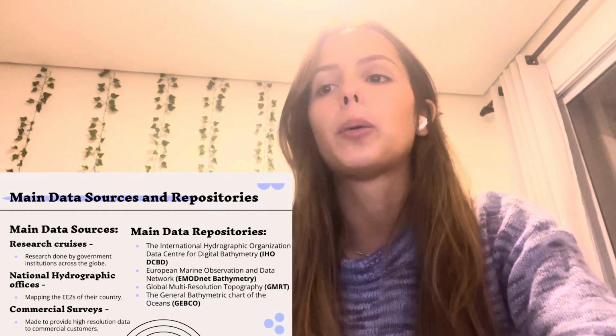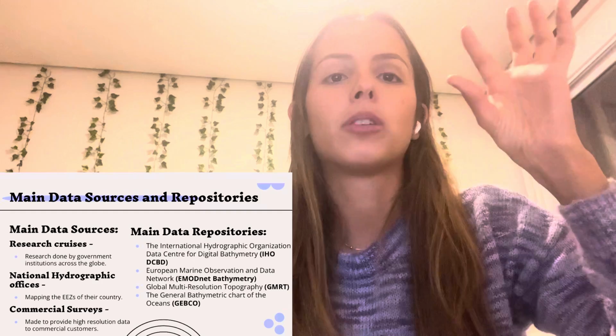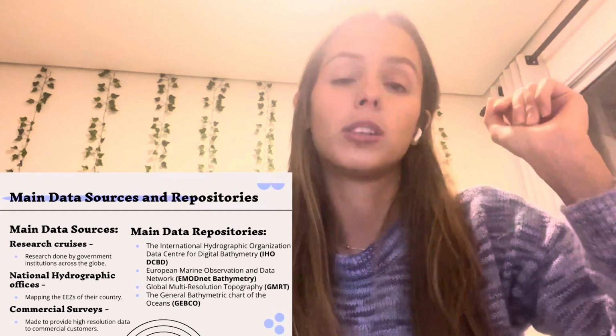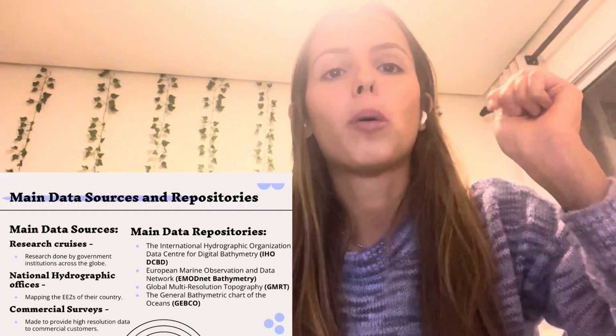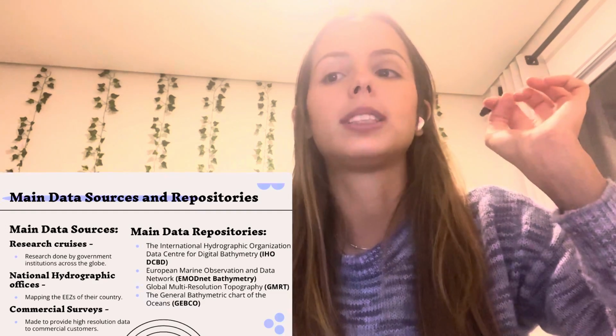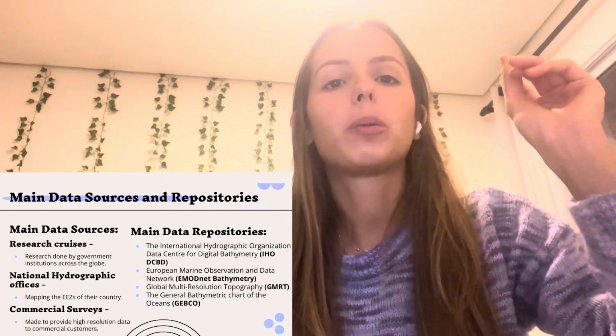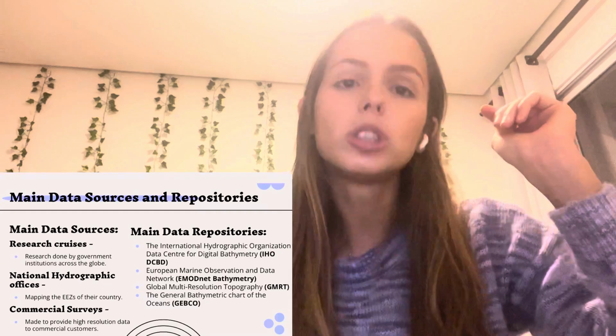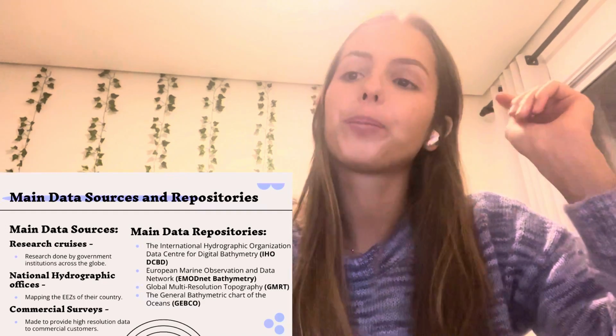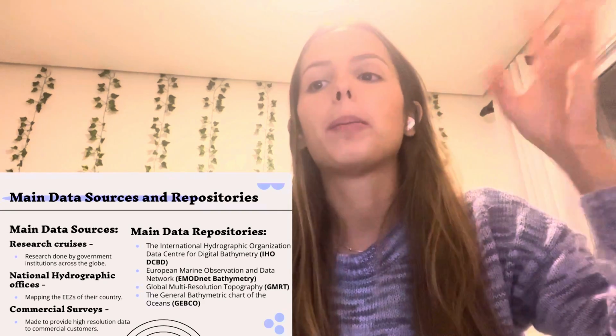Then we have the European Marine Observation and Data Network, or EMODnet Bathymetry, and they are regional and only for bathymetry of the European continent. The next one we have is the Global Multi-Resolution Topography, or the GMRT. They make elevation data products that are accessible for specialists and non-specialists. And the last one we have is the General Bathymetric Chart of the Oceans, or the GEBCO, that makes available a wide range of bathymetric data like web map services, world maps, grids, etc.